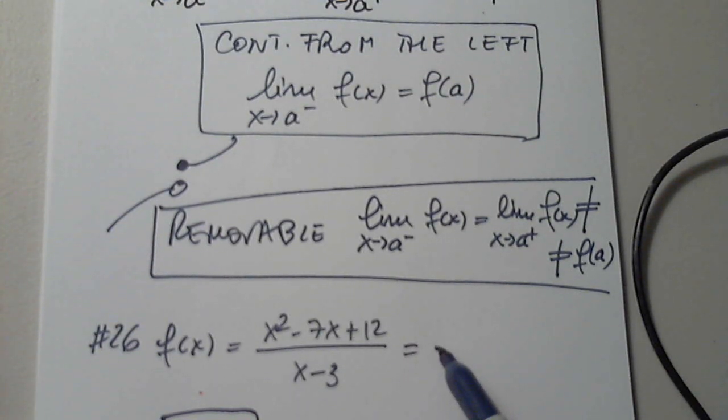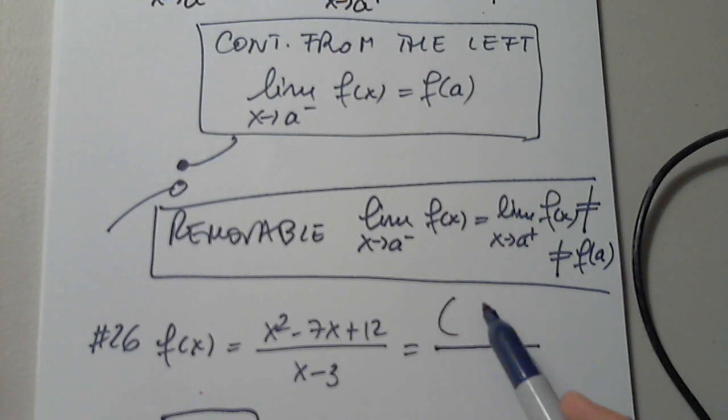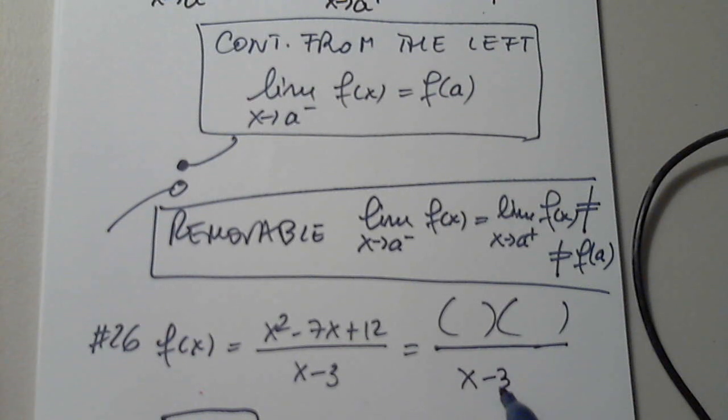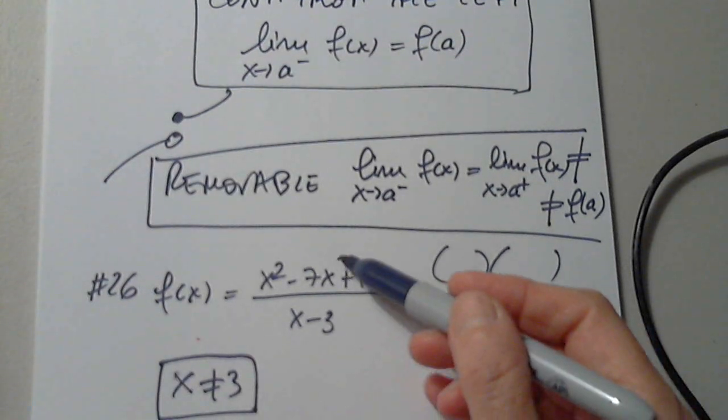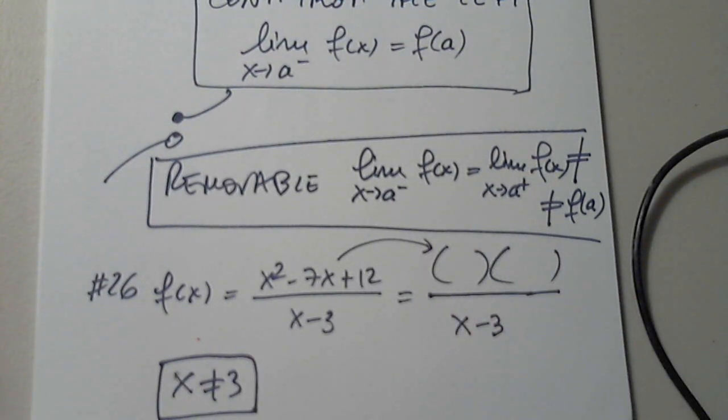Now, let's try and see if we can factor the numerator. The denominator is already factored. And let's see what happens if we factor the numerator. Can anyone give us the factored form? Tom, are you back with us? x minus 3, x minus 4.